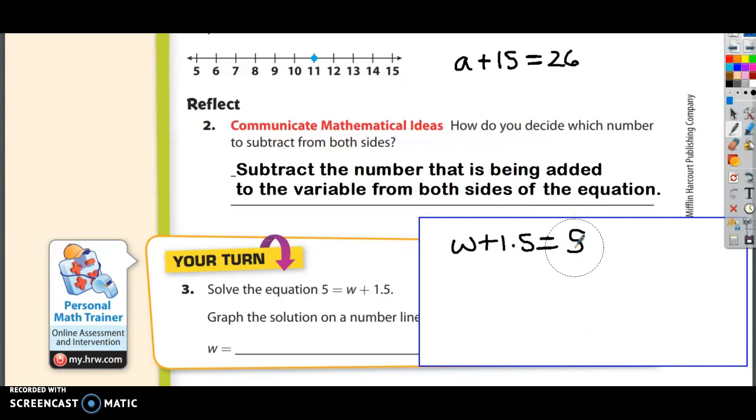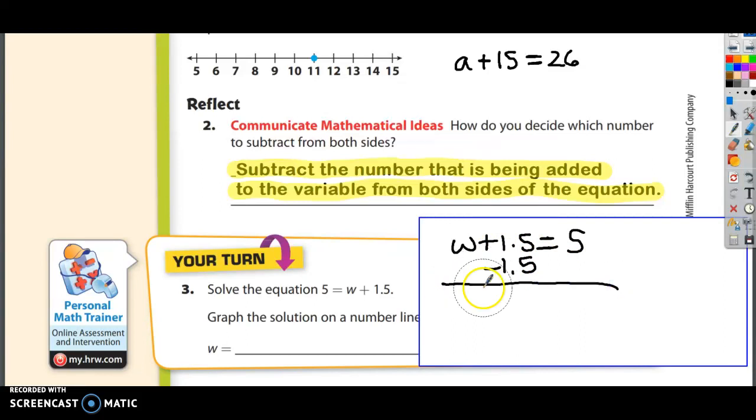So what do I do? I'm going to reread my own answer here. Subtract the number that is being added to the variable from both sides of the equation. So what's being added to the variable? It's 1.5. So I'm going to subtract 1.5. Now what do I get if I do 1.5 minus 1.5? I get 0, and that's what I want because I want it just to be w. If you subtract 1.5 from this side of the equation, you also have to subtract it from this side of the equation. And it's hard to subtract unless I make this a decimal, so I'm going to make that 5.0.